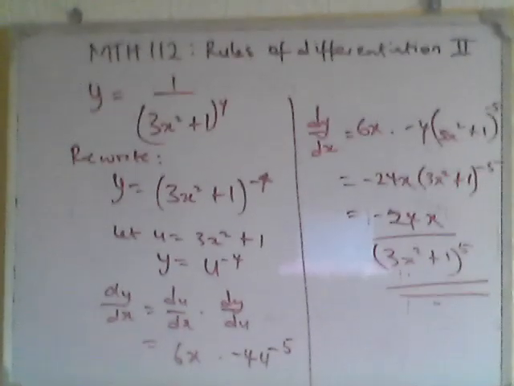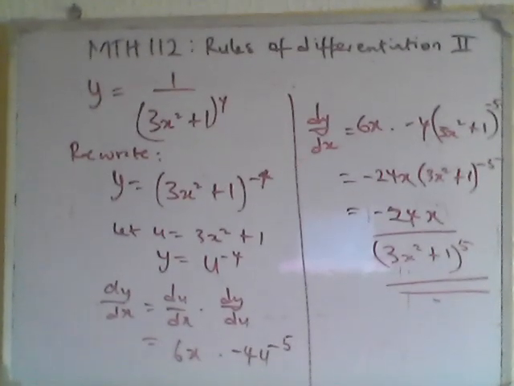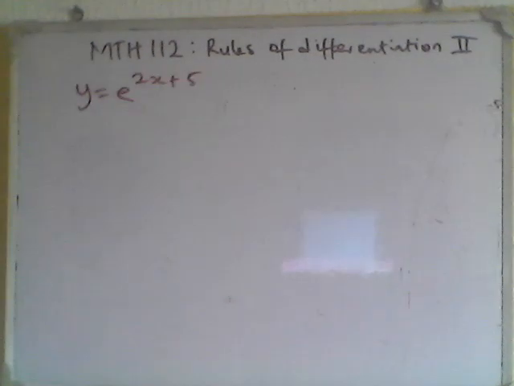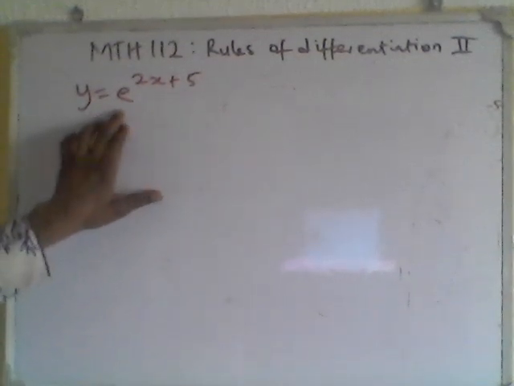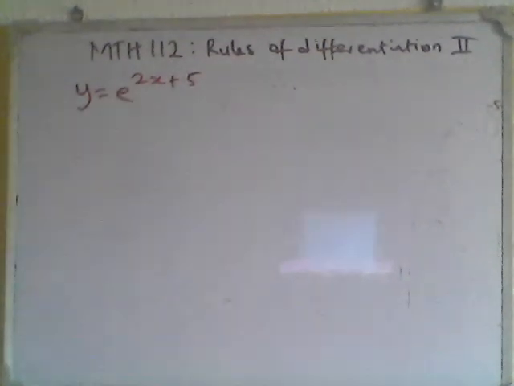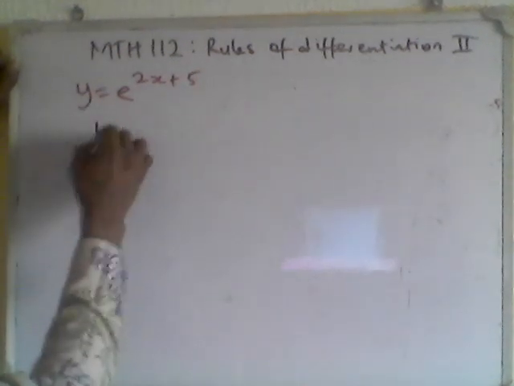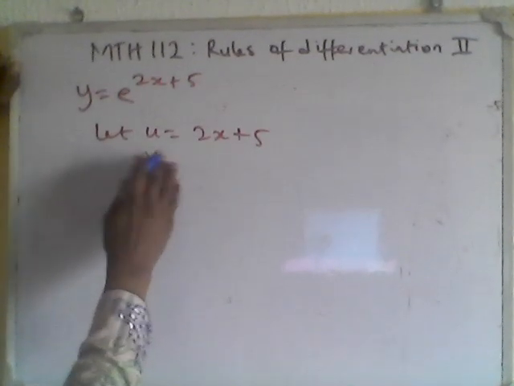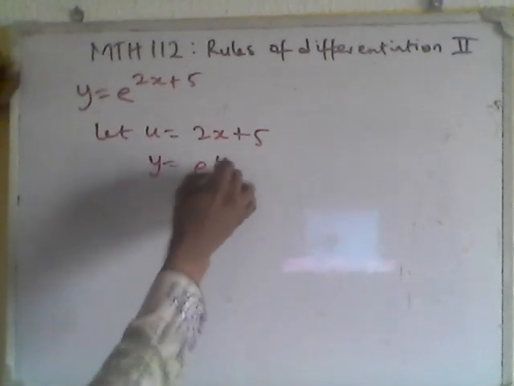Okay. And finally, we'll go into the last set for this video: differentiating exponential and logarithm forms. So we have on the board y is equals to exponential 2x plus 5. So you have the outside derivative, okay, I'll say let u be 2x plus 5 and y be exponential u, right?